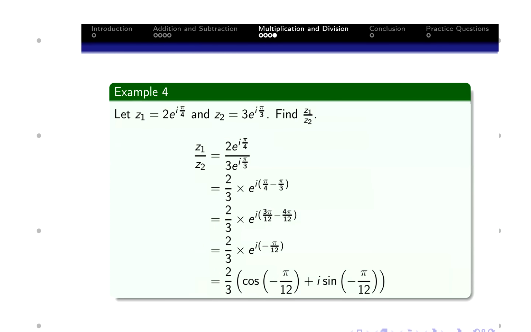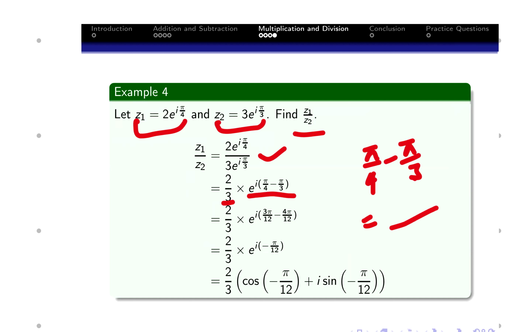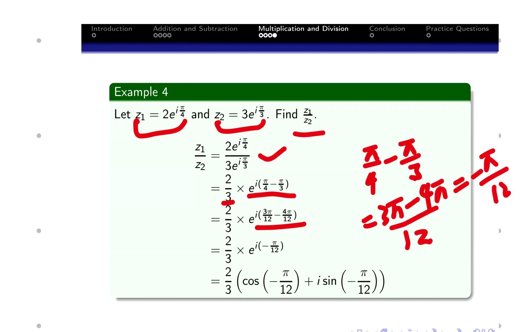So Z1 over Z2 is simply 2e^(iπ/4) over 3e^(iπ/3). And then 2 over 3 can just divide. And then you have e^(i(π/4 minus π/3)). So π/4 minus π/3. LCM we know is 12. 4 in 12 is 3, 3 times π, 3π, minus 3 in 12, 4, 4 times π, 4π. And 3 minus 4 is minus 1, π over 12. So that's minus π/12. So that's what we have here.